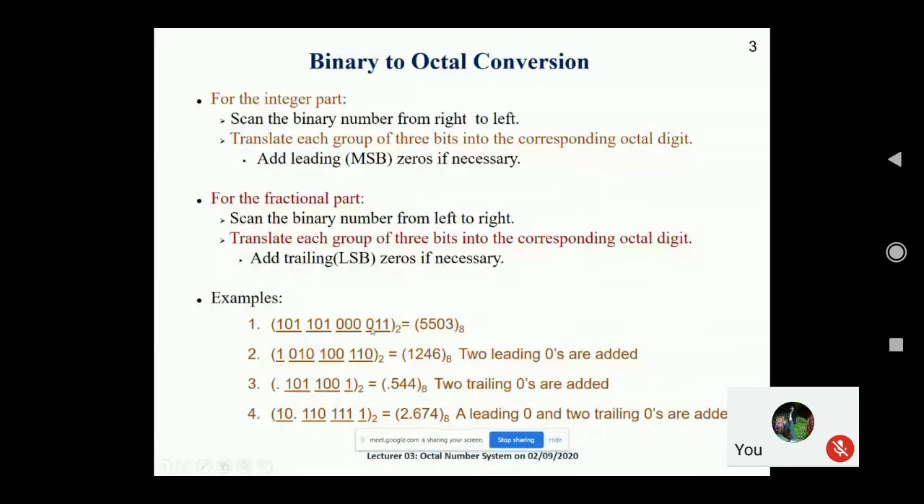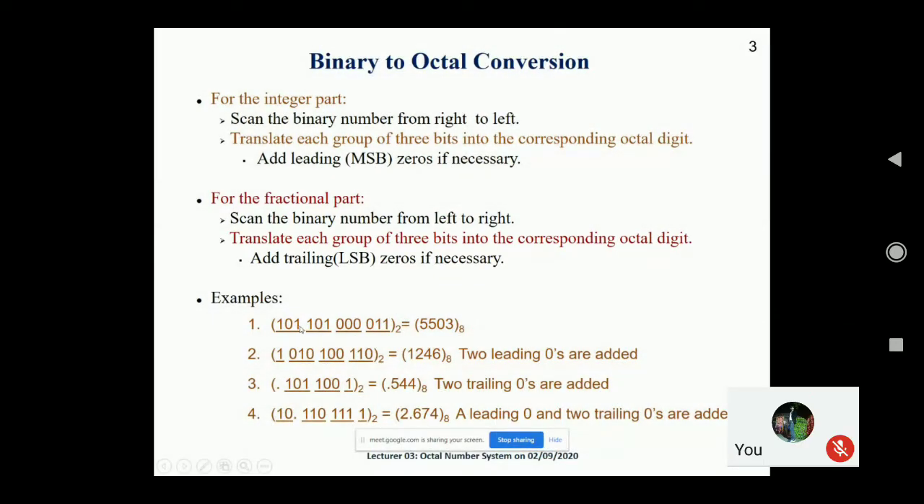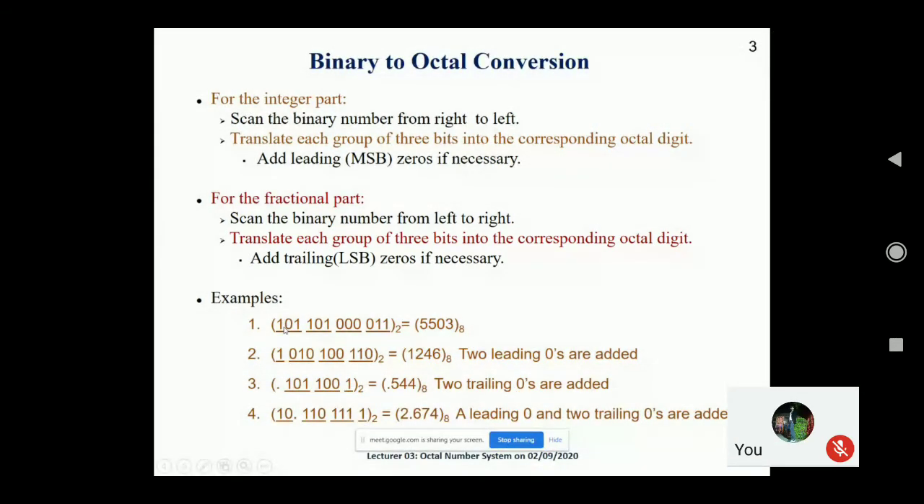You know how to convert binary numbers to decimal, and we use the same formula. So 101 means 2 to the power 0 into 1, plus 2 to the power 1 into 0, plus 2 to the power 2 into 1. So 101 represents 5, 000 represents 0, and 011 represents 3.